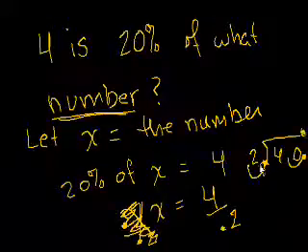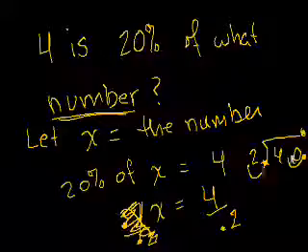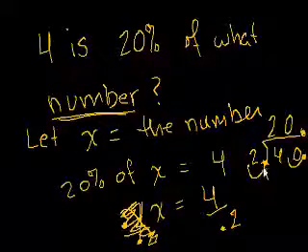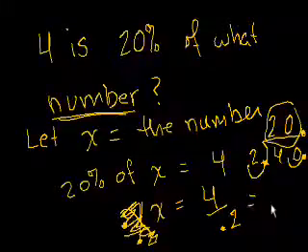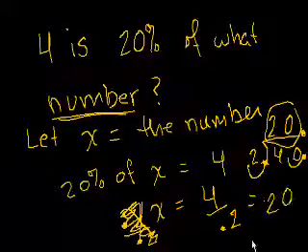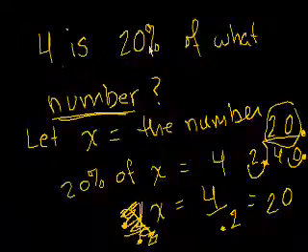And this is easy. 2 goes into 40 how many times? Well, 2 goes into 4 2 times, and then 2 goes into 0 0 times. You could have done that in your head. 2 into 40 is 20 times. So 4 divided by 0.2 is 20. So the answer is 4 is 20% of 20.